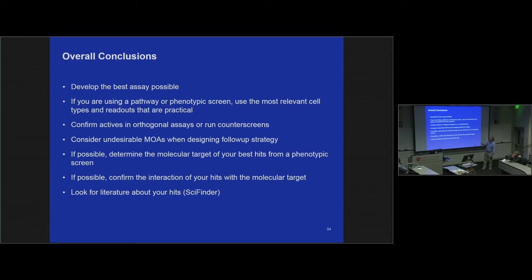Confirming actives in orthogonal assays or using counter screens. And consider what kind of undesirable mechanisms of action can mess up your particular assay.